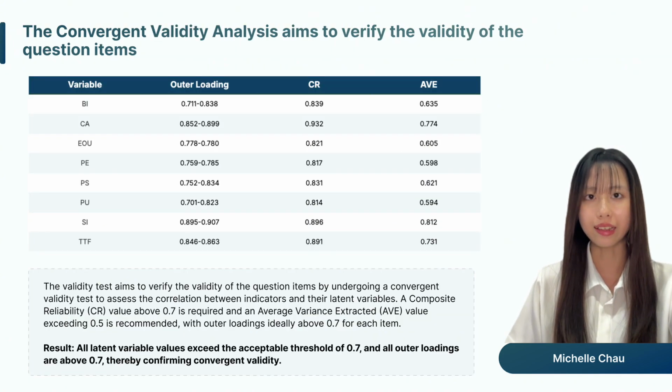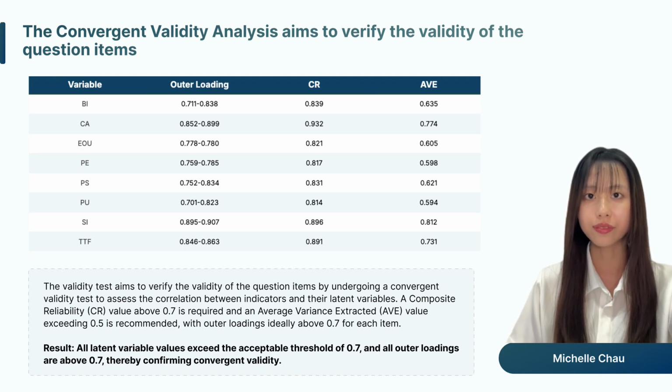After collecting the data, we conducted validity and reliability tests to confirm that the indicators effectively measure the constructs they are intended to represent. All indicators were deemed valid and reliable as outer loading, AVE, and CR values exceed the certain thresholds.